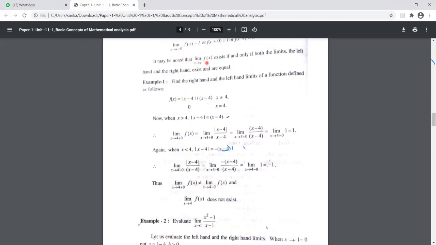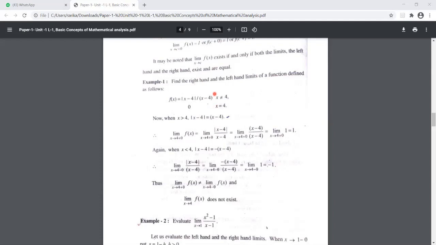Now it may be noted that the limit as x tends to c of f(x) exists if and only if both the limits, the left hand and the right hand limit, exist and are equal. So if in an exam they ask whether the limit for this function exists or not, you need to check that the right hand limit and left hand limit both exist and both are equal.